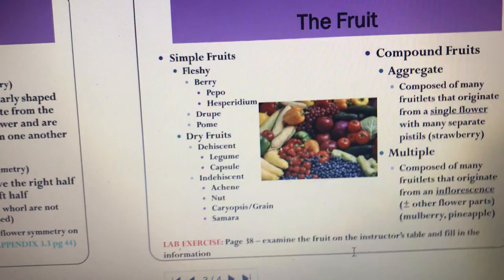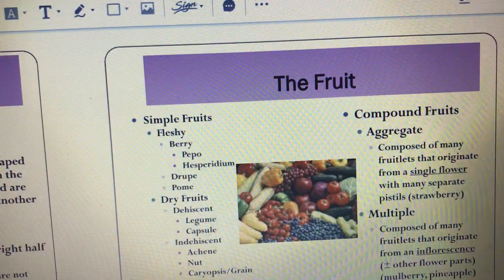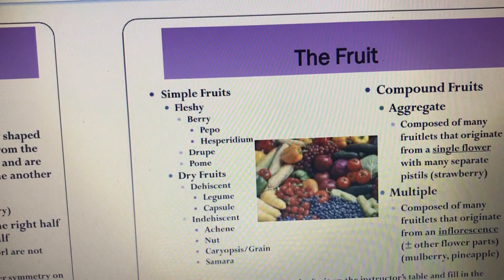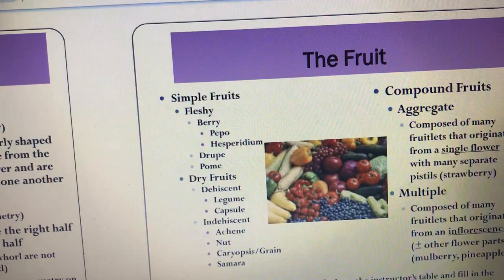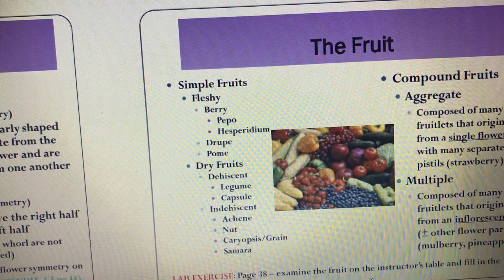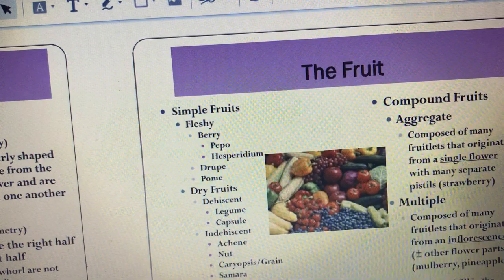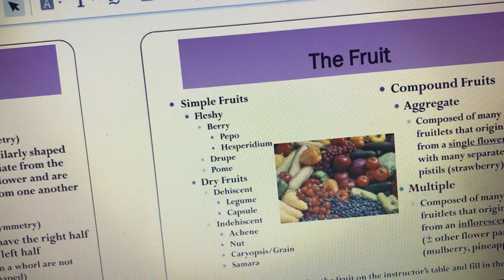So we're going to talk about fruits, okay? And their classification. So an example of simple fruits are fleshy and dry fruits. So fleshy fruits and dry fruits are called simple fruits. Various examples of fleshy fruits are berries, pepo, hesperidum, drupe, and pome. Dry fruit examples are dehiscent, legume, capsule. Okay, so dehiscent dry fruits include the legume and the capsule, and indehiscent dry fruits include achene, nuts, grains, and samara. Those are all examples of dry fruits.